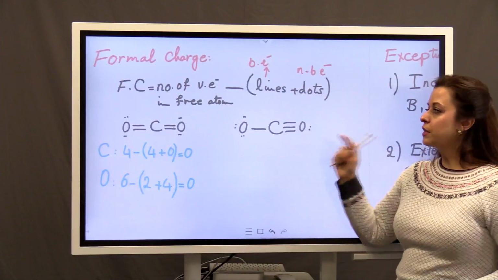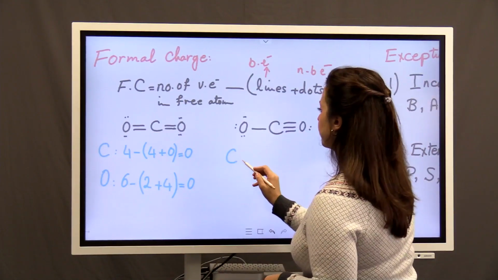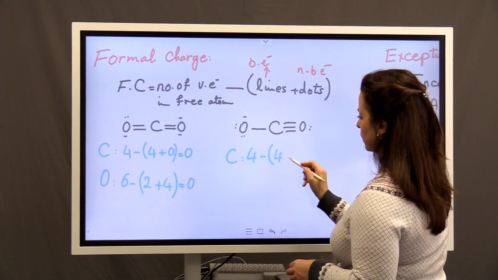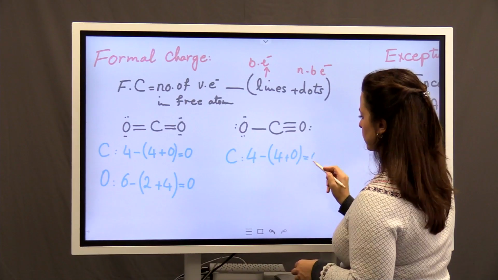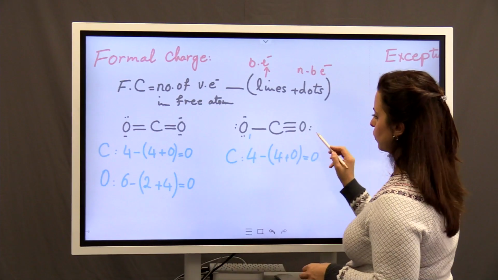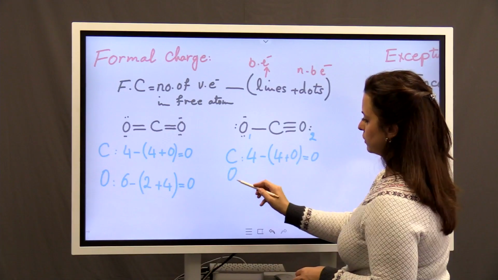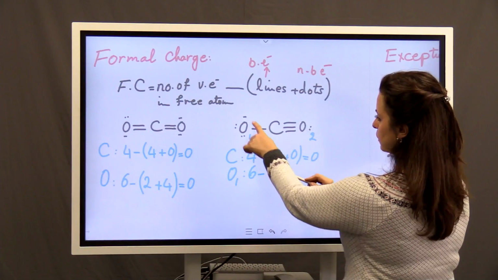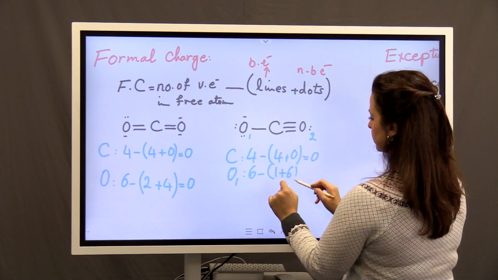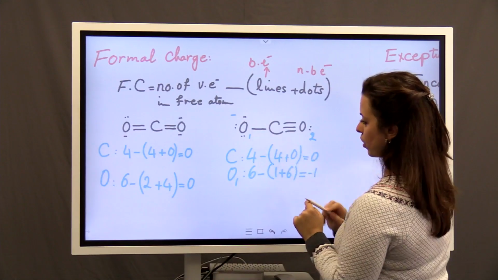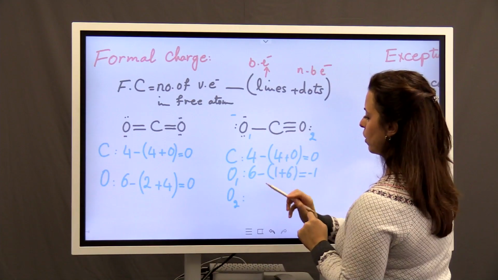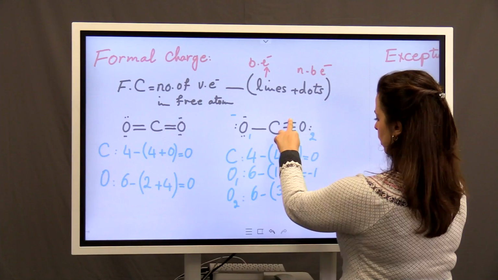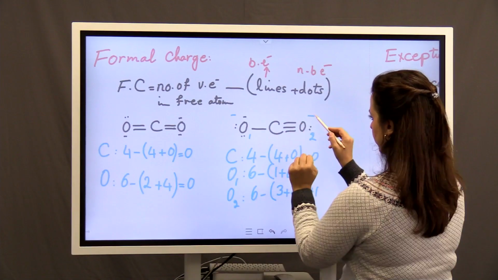Let's work on this one. On carbon, you have 4 minus, again, 4 lines plus 0 dots. So it's going to be 0. Let's call this oxygen 1. Let's call this oxygen 2. So oxygen 1 is 6 minus how many lines? 1, plus 1, 2, 3, 4, 5, and 6. So it's going to be a negative 1 charge. And for oxygen 2, we have 6 minus 3 plus 2. So a positive 1 charge here.